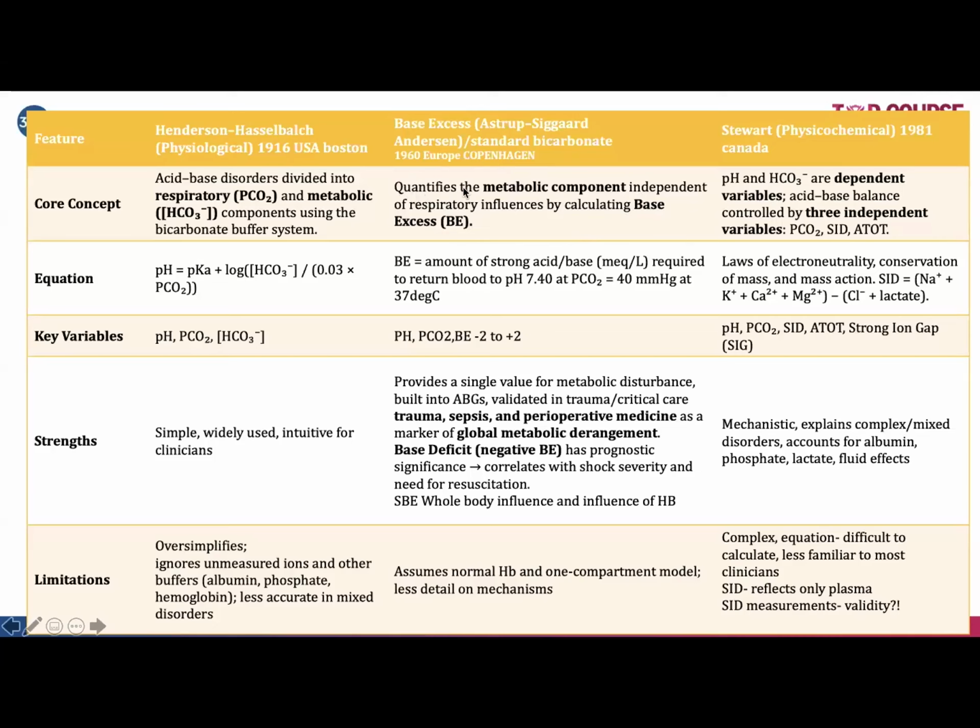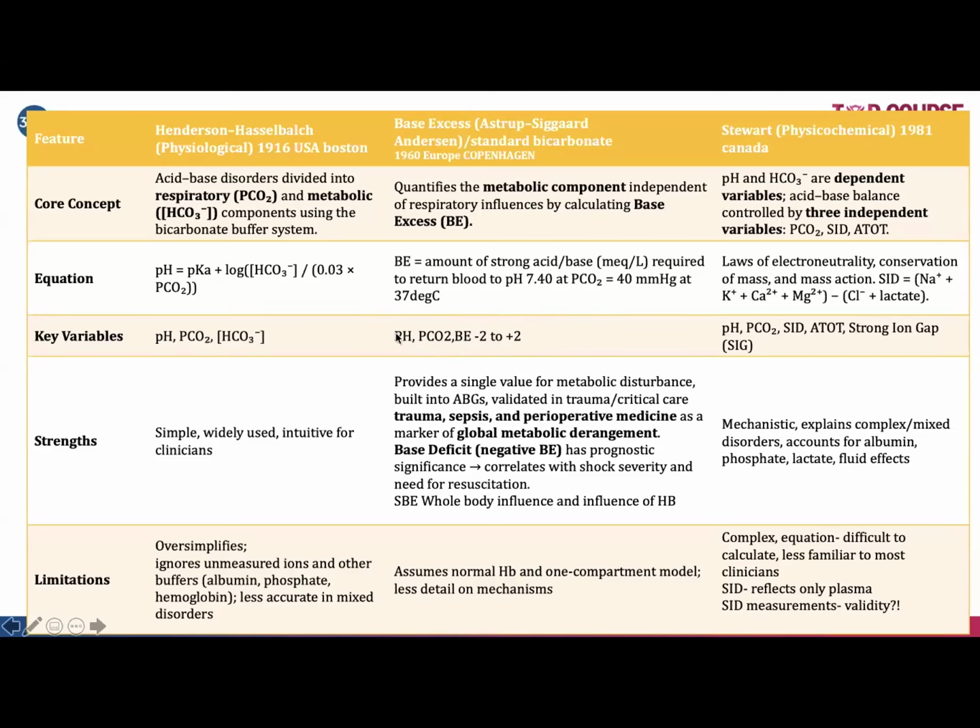So this quantifies the metabolic component independent of the respiratory influences by calculating the base excess. So what is base excess? Base excess is the amount of strong acid or base required to return the blood pH to 7.4 at a PCO2 of 40 millimeters of mercury at 37 degrees. A base excess of -2 to +2 is normal, wherein a more negative value is acidic and a more positive value is considered to be alkalotic.